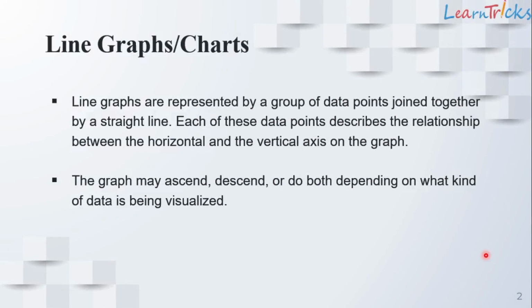The first type is the line graph or line chart. Line graphs are represented by a group of data points joined together by a straight line, and each of these data points describes the relationship between the vertical and horizontal axis on the graph. The graph may ascend, descend, or do both, depending upon what kind of data is being visualized, meaning what kind of relation there is between the horizontal and vertical axis.